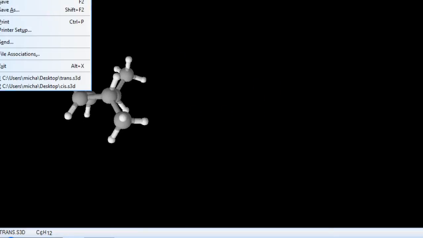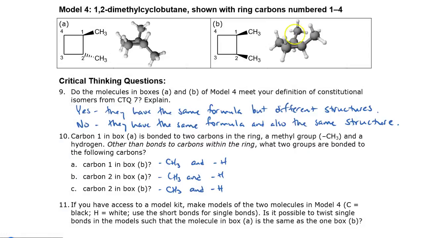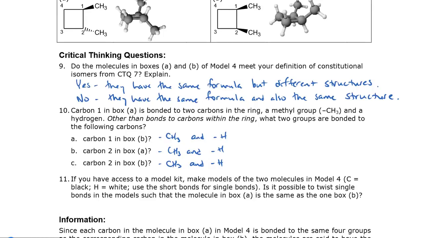All right. And then, okay, here is the other one. All right. Do you see it? It has both of the methyl groups at the top. Looks like this one. So the question you're trying to determine the answer to is: is it possible to twist the bonds in the models so that you can make these identical?